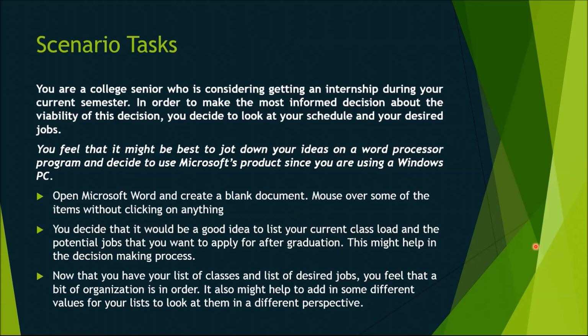First, open Microsoft Word and create a blank document. Mouse over some of the items without clicking on anything. Next, you decide that it would be a good idea to list your current class load and the potential jobs that you want to apply for after graduation. This might help in the decision-making process.